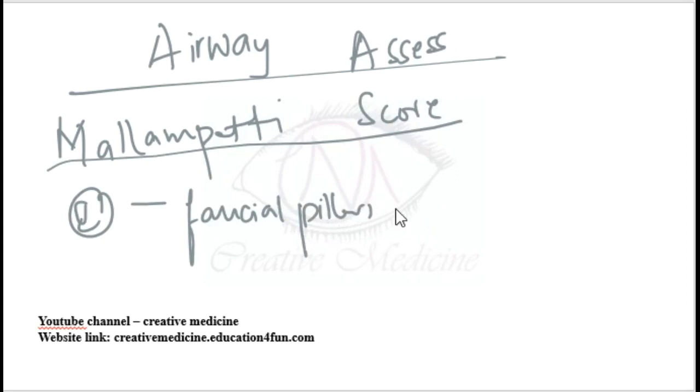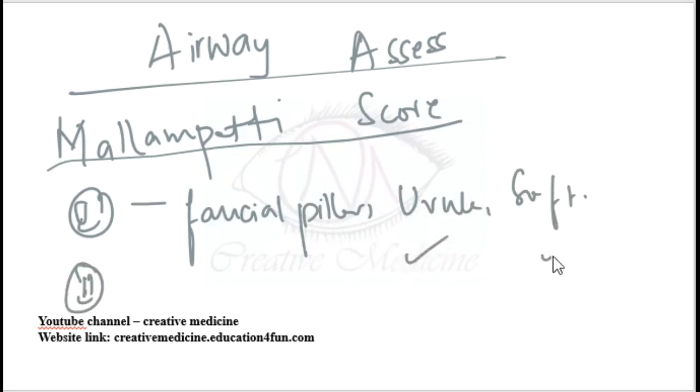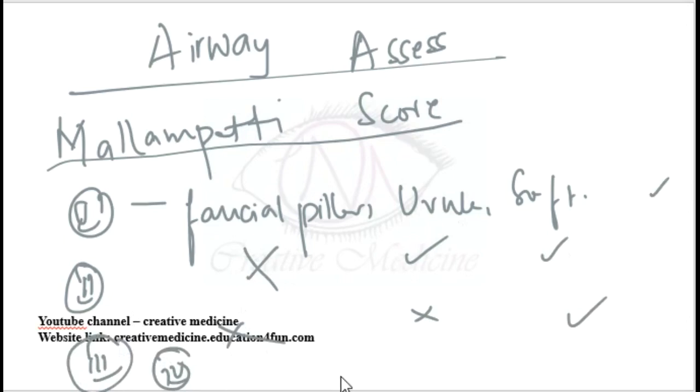Grade 1. In grade 1, faucial pillars, uvula, and soft palate can be visualized. In grade 2, uvula and soft palate are visualized. In grade 3, only soft palate is visualized. In grade 4, Samsoon and Young grading, faucial pillars, uvula and soft palate are not seen. Only the hard palate is visible in grade 4.